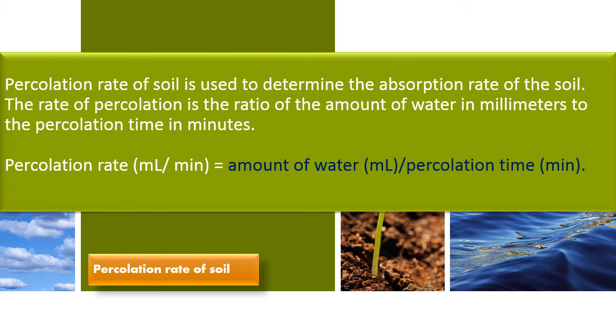So when we try to calculate the percolation rate, it is very important for us to divide the amount of water which has been absorbed by the soil in milliliters by the time that has been taken by the soil in minutes. By putting the readings in this formula, we will be able to calculate the percolation rate of the soil.